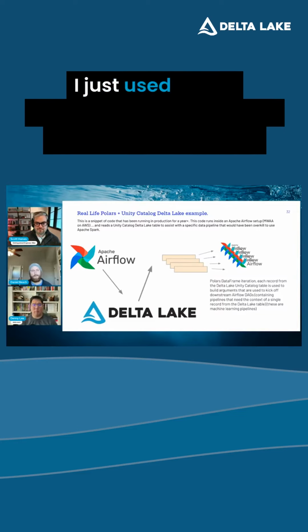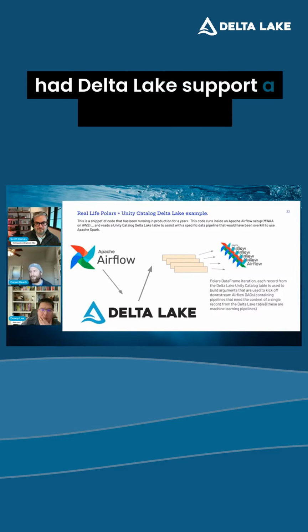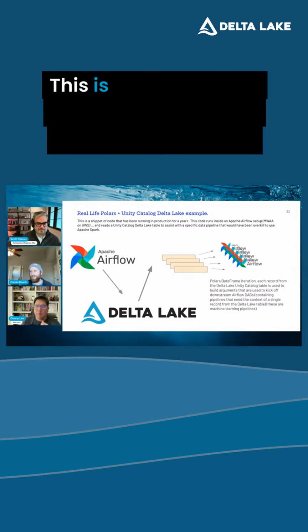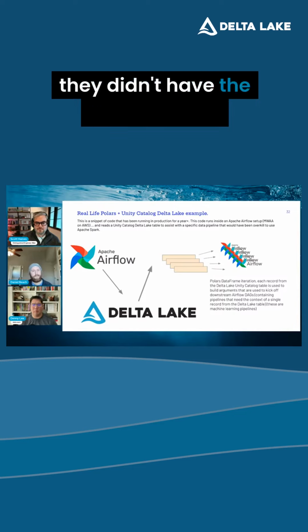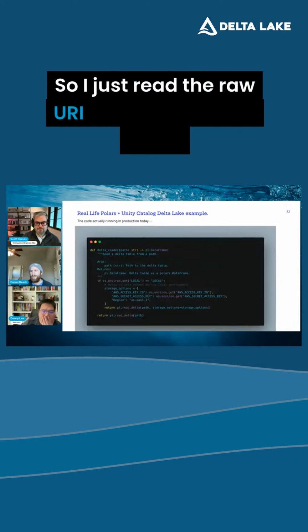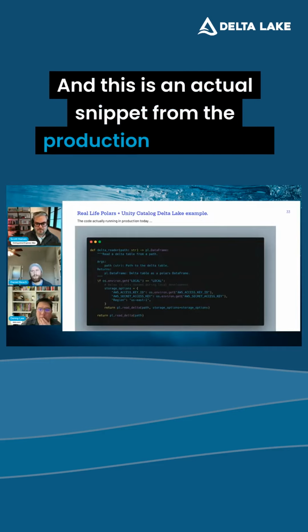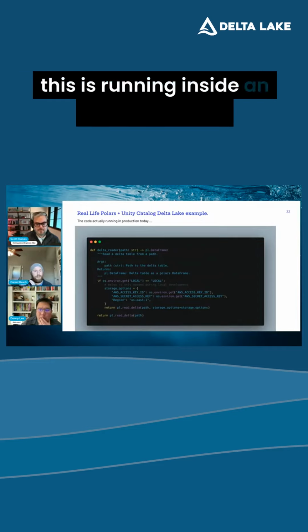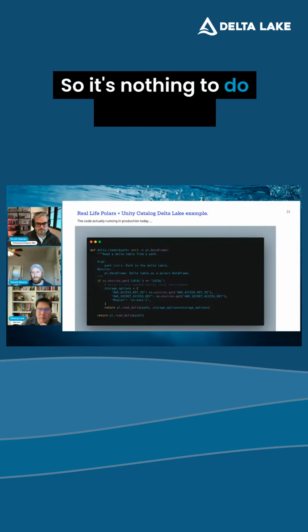I just used Polars, because Polars had Delta Lake support a long time ago. This is a Unity Catalog table. At the time, this was when they didn't have the Unity Catalog integration. So I just read the raw URI of that Delta Lake table. And this is an actual snippet from the production code, running inside an Airflow worker, just to make that clear. This is all inside the Airflow worker, so it has nothing to do with Spark.